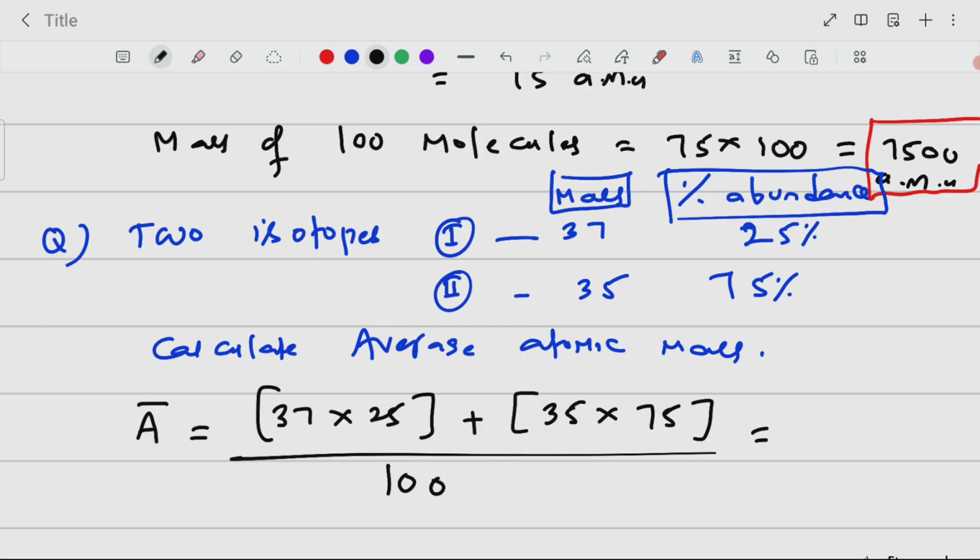If everyone calculates with the given information, how much will you get? Here you get 35.5. Average atomic mass we mention only in AMU, not gram atomic mass. AMU is the answer. I hope everyone followed the questions without any doubt. If you face any difficulties in solving these questions, go through lecture 1 properly with more confidence. Easily you can attempt these questions.